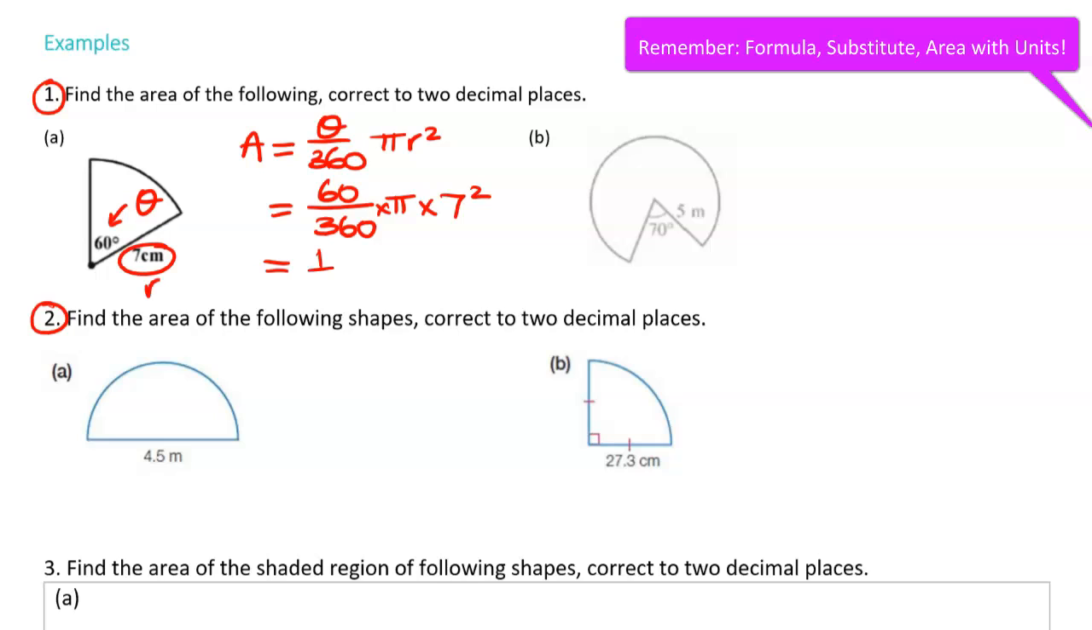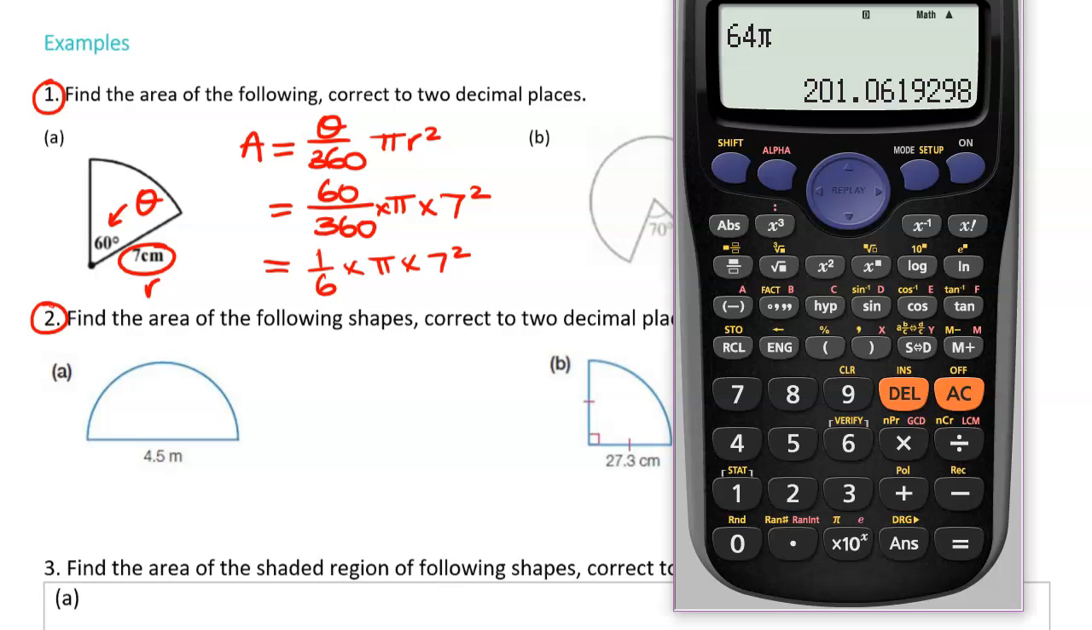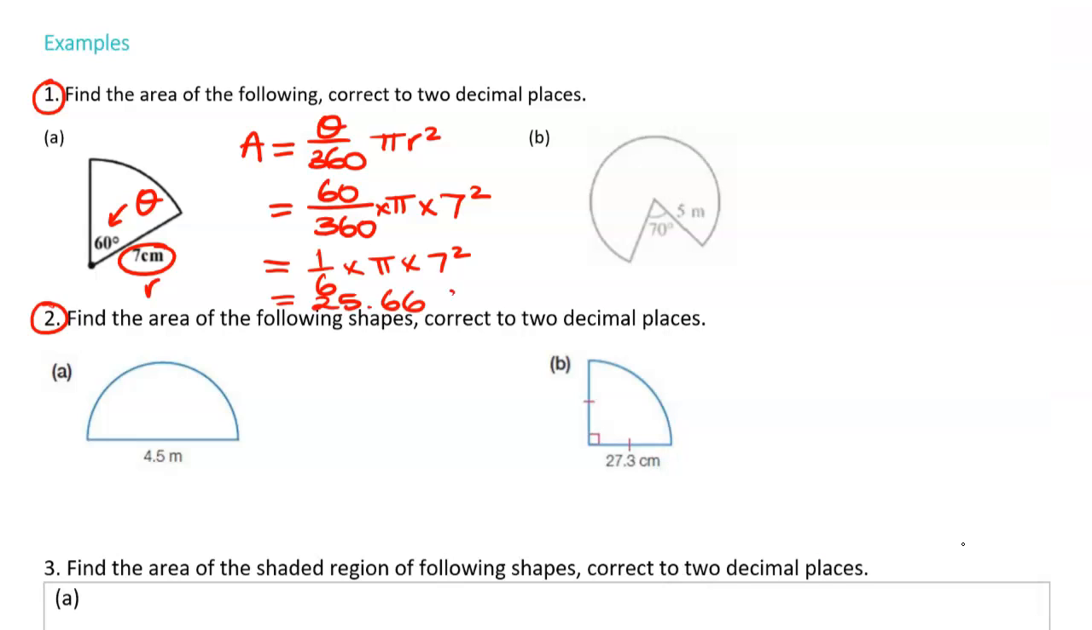If you had gone straight to 1 over 6 times pi times 7 squared, that's perfectly fine with me. Now we need to do this to 2 decimal places. So let's put this into our calculator. 1 over 6 times pi times 7 squared. Lovely. So that's going to be 25.66. What units would this be? Centimetres squared.